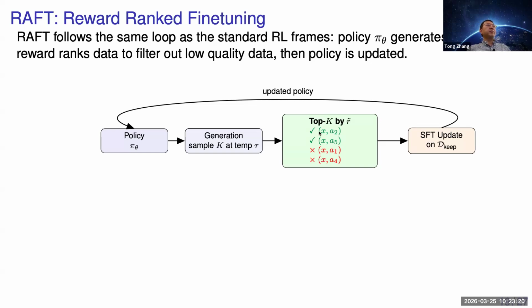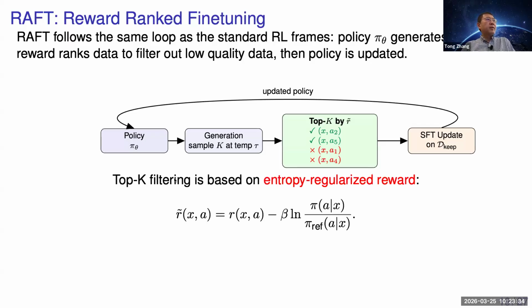This one is your reward pair, right? If you choose two, it could be two, but let's say just choose one. Top one should be top one, and then you update. Okay. Top k filtering is based on entropy regularized reward. You can use this to regularize your reward, and then you just compute it for each trajectory. The larger, the better, and then you just pick the largest one.